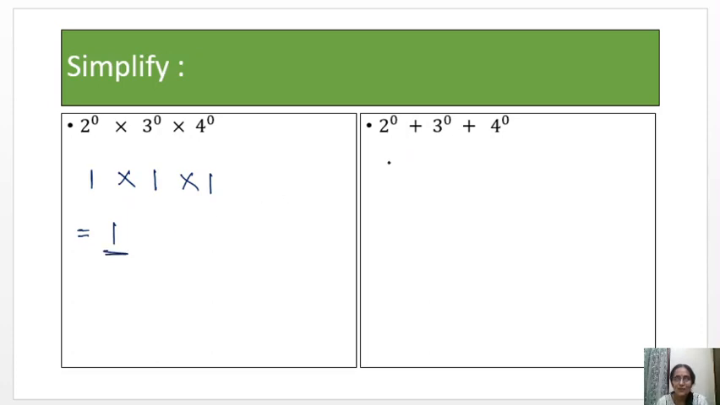Second sum: what is 2 power 0? 1. 3 power 0, it is an addition sign here. 3 power 0 is 1. Plus 4 power 0 is 1. What is the answer here? It is 3.